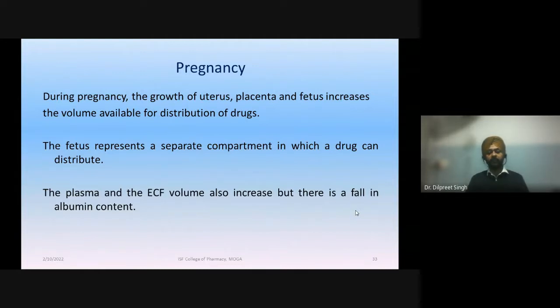When there is a fall in albumin content, the ECF rises suddenly. This creates a harmful effect on the growth of the uterus and placenta, and the outcome is a defect in the pregnancy. So we need an increase in the albumin content. We need the proper growth of the uterus and the fetus during pregnancy, so that the distribution of the drug will not play a detrimental role in the destruction of the fetus in the pregnant woman.